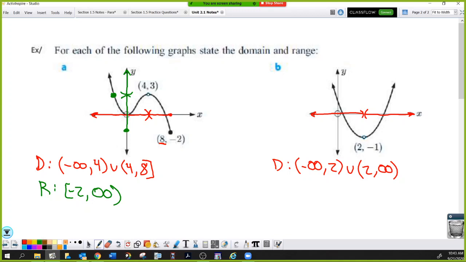Interesting concept here. A hole in a graph is actually called a removable discontinuity. Now, you don't need to know that for this curriculum, but that's what it's called, a removable discontinuity, which means that point could have been moved elsewhere. Now, you don't have to change your notes. I'm just showing you something.